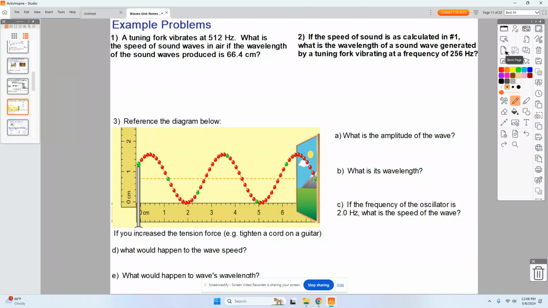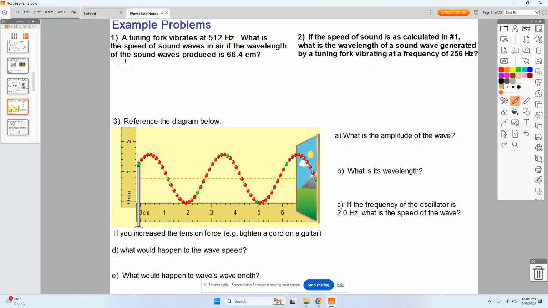Tuning forks, 512 hertz. Tell that person that you're sitting next to how many cycles per second that is. You're on recording now. 512 hertz. How many cycles per second? 512. Thank you. So this tuning fork is vibrating, producing sound at a rate of 512 hertz.